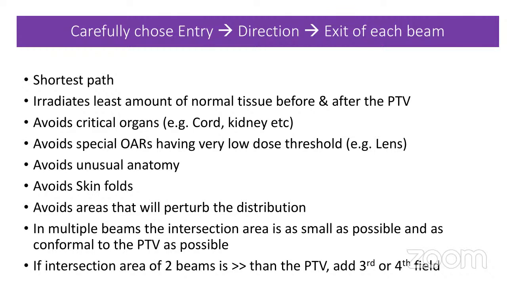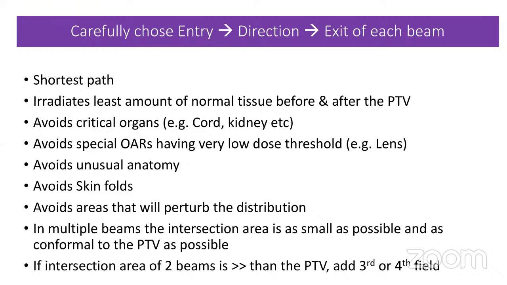And sometimes the shortest path is not achieving the other thing. And when we talk of normal tissues, they are also ranked. Some normal tissues are more critical than other normal tissues. So that's what critical organs are. So you have to avoid a critical organ like spinal cord, kidney, heart, etc.